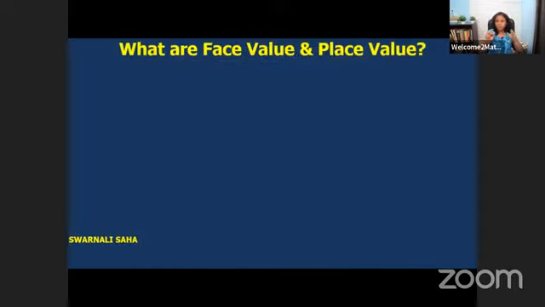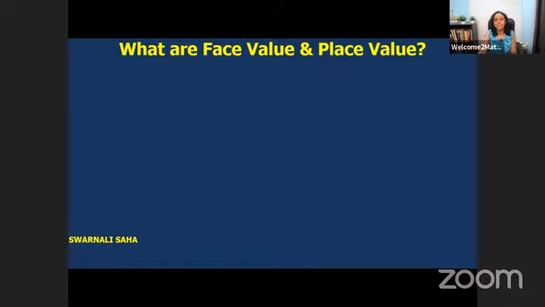are face value and place value. You already have an idea about face value and place value, no? In class 2, we have learned about this. So let's revise this concept once again. And then we will solve some International Maths Olympiad questions, some interesting questions.